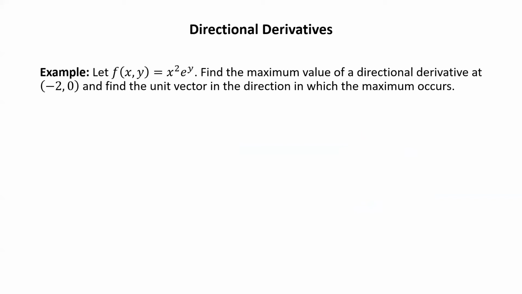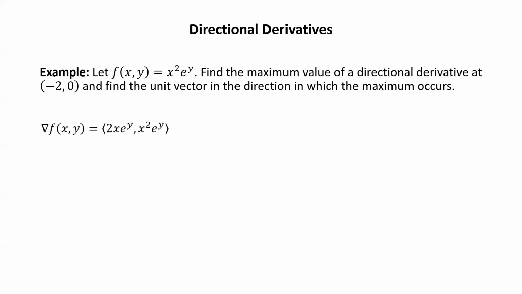Let's try an example. Go ahead and pause the video, try this example yourself, and then resume the video. Let f of x, y equal x squared e to the y. Find the maximum value of a directional derivative at the point (-2, 0), and find the unit vector in the direction in which the maximum occurs.